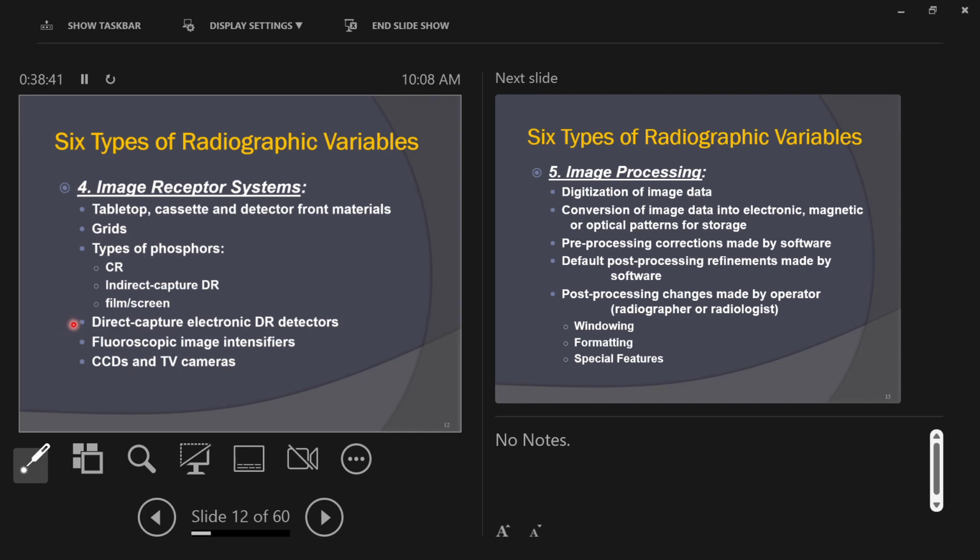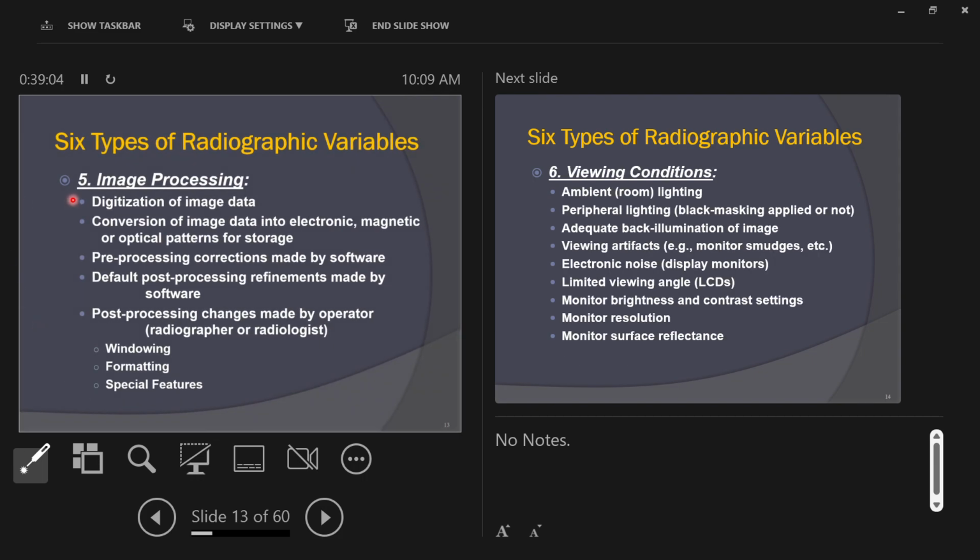Whether or not you're using direct capture, fluoroscopic image intensifiers, or charge coupled devices and TV cameras, these are all different ways of taking the X-ray remnant beam and converting it to a visible image. These change the way our images appear. I'm not going to go more than that into that section. This section of image processing is going to be the entire subject of the next module, digital radiography.